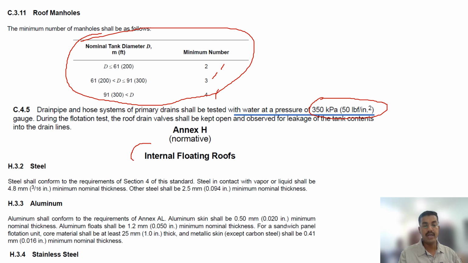Internal floating roofs. What are the requirements of internal floating roofs? What are the steel requirements? Here it is written that steels have a minimum nominal thickness. If you are using steel, what is the thickness? And if you are using aluminum, what will be the thickness? These are actually not so important, but it is part of Annex H. You might not find many questions, but 2-3 questions will surely come. Okay.